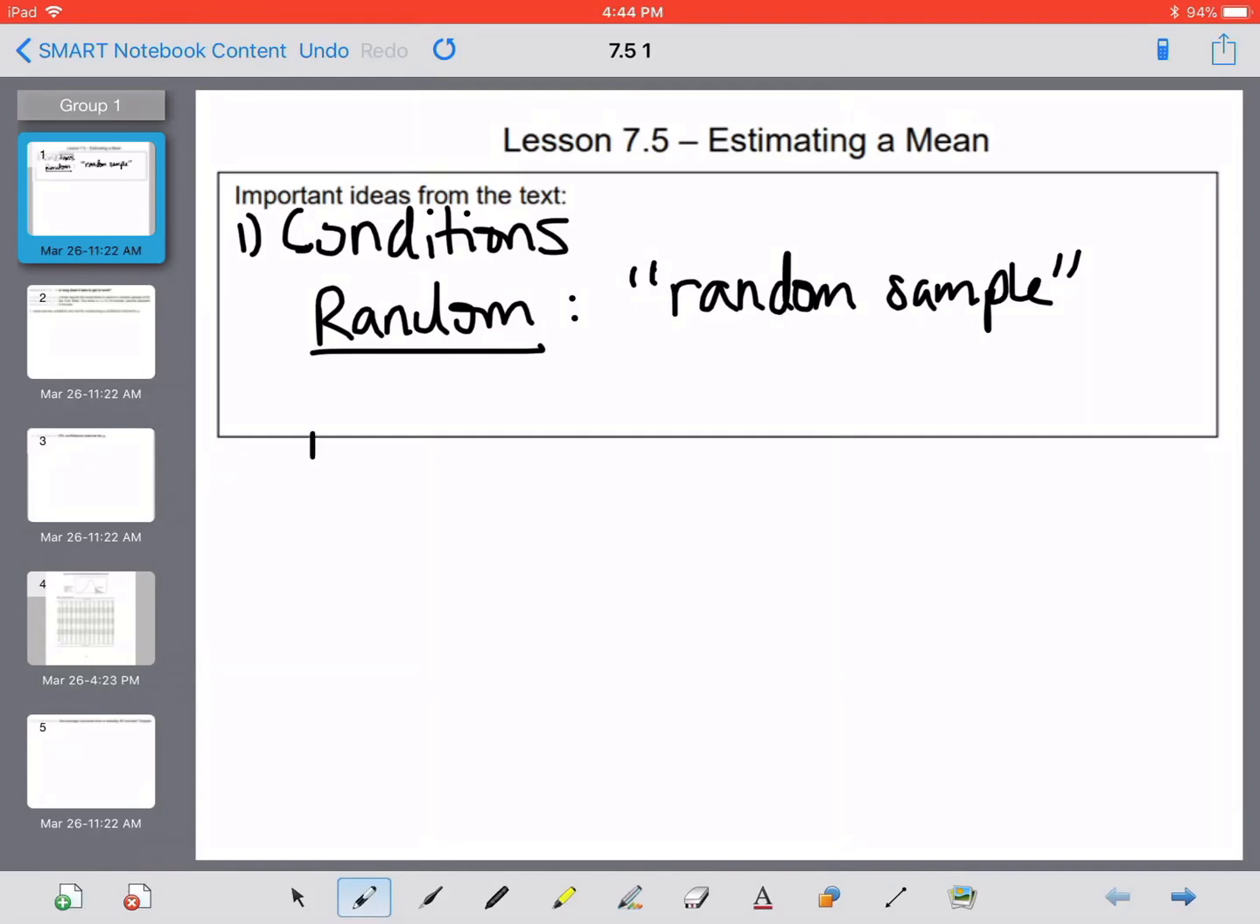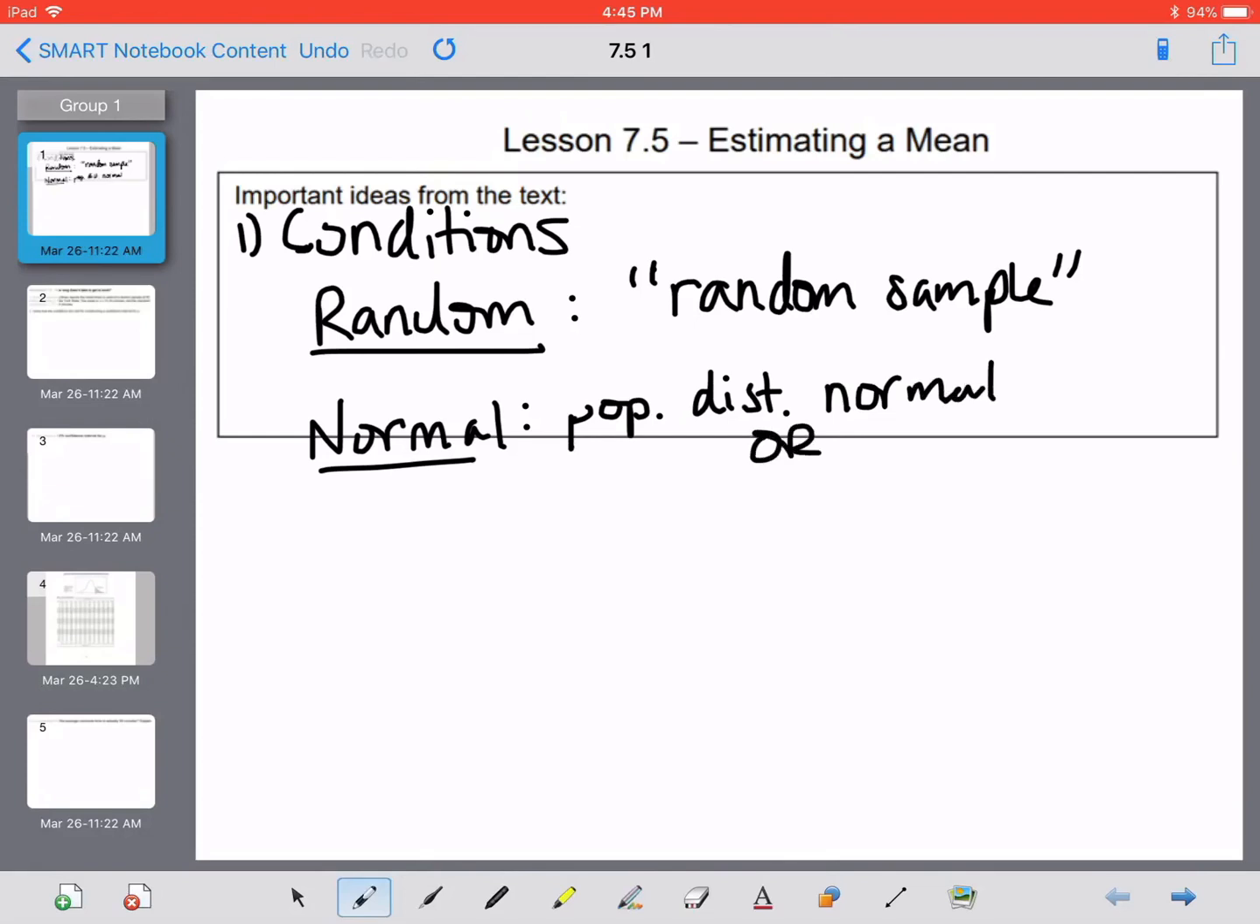The next part is normal. Is it normal? If the problem says the population distribution is normal, that works. Or if they don't say that the population distribution is normal, then you want to see if n is greater than or equal to 30. Remember, n is just your sample size. And that's the central limit theorem. So first thing, conditions.